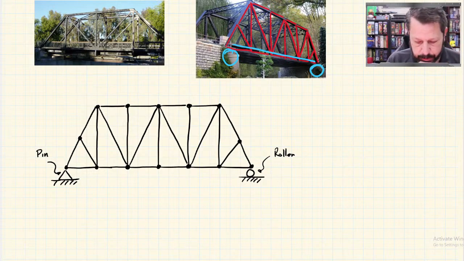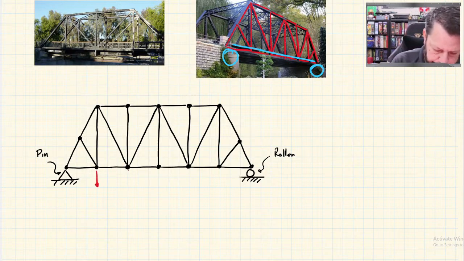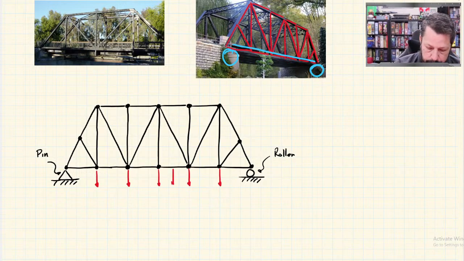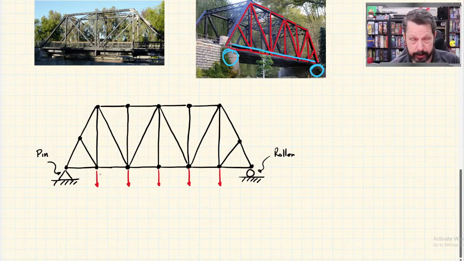So since there's no cars on there, I'm just going to evenly distribute what I think the roadbed might weigh. But remember, I can't put forces on these pieces. That was one of my rules. If I want to analyze it as a truss, I can only put external forces on the joints. So that's the road bed.